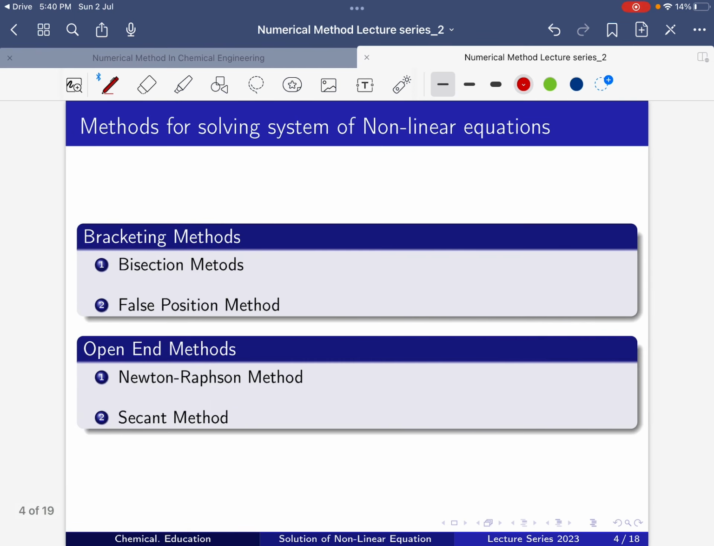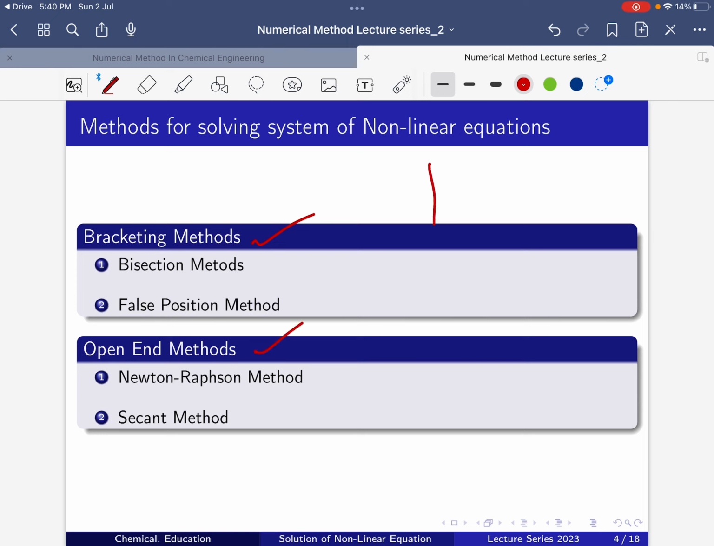Now, how to solve a nonlinear equation? There are many methods to solve nonlinear equations. Here, generally two categories of methods are available: one is the bracketing method, and the other is the open-ended method.